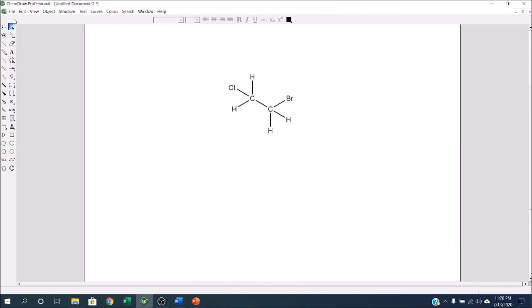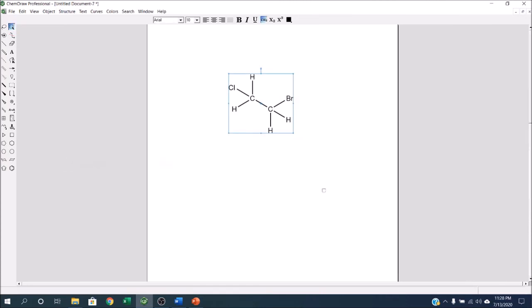And you could make some modifications to the compound and try asking ChemDraw. So let's put a bromine on one end and a chlorine on the other end, and you can predict what the proton NMR will look like.